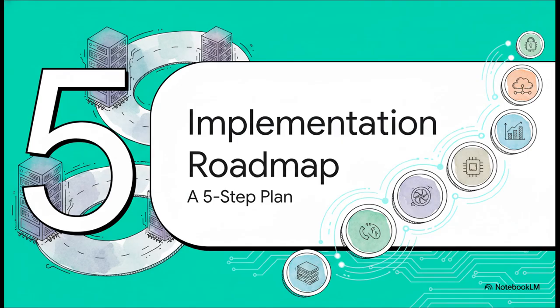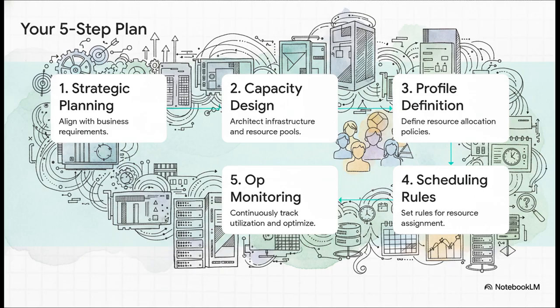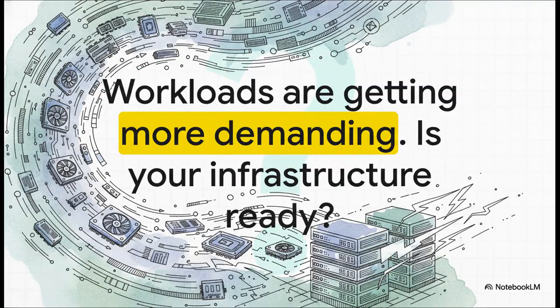Okay, let's bring it all home. Let's put this all together into a simple, actionable, 5-step plan so you can build your own successful implementation roadmap. Here's your framework. Step 1, strategic planning. You've got to align everything with what the business actually needs. 2, capacity design. Architect your infrastructure and figure out your resource pools. 3, profile definition. Define who gets what. 4, scheduling rules. Set the rules for how those resources get handed out. And 5, and this one is so important, operational monitoring. You have to continuously track what's going on so you can optimize over time. It's a living process.